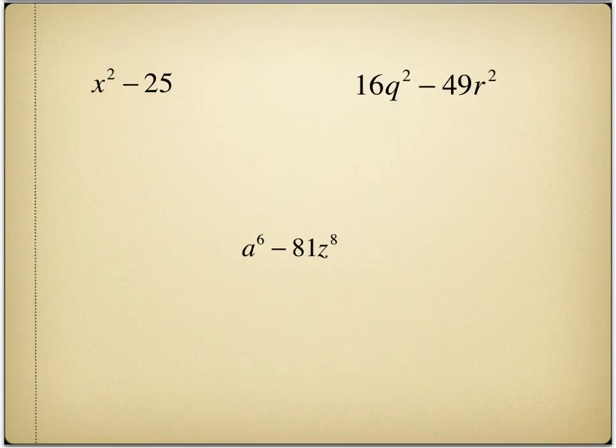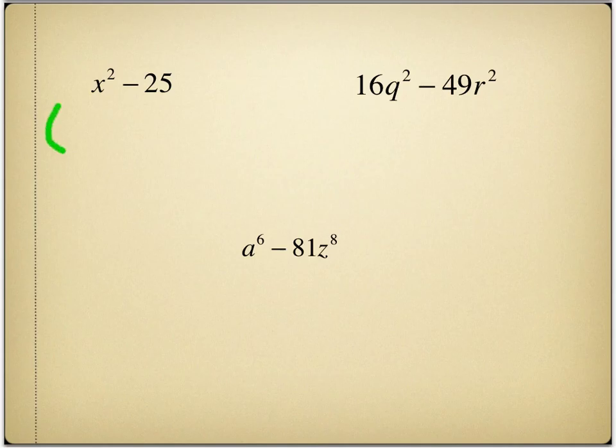So let's get right to it. We can figure out some examples here. Each of these is really a difference of squares. And so really you're going to try to find the square root, or what is it that is multiplied by itself to make this a perfect square. Still look for common factors.